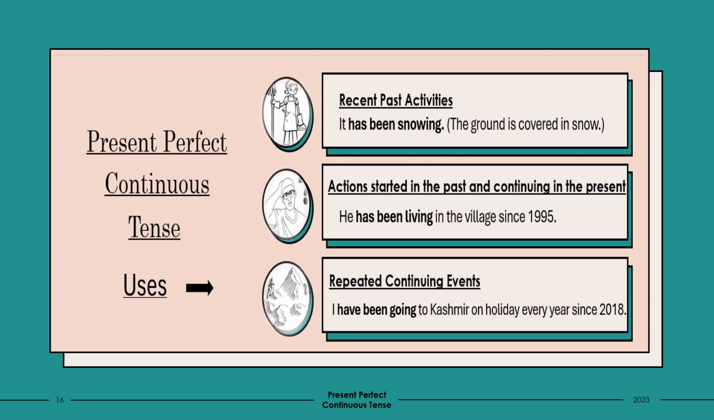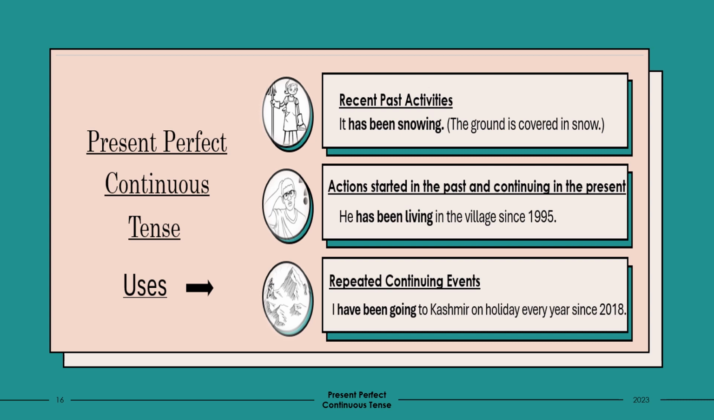The last type of tense is present perfect continuous tense. Let's quickly understand its uses as well. So, it is used to represent recent past activities. For example, it has been snowing. So, if you go somewhere in the hilly areas and you see the ground is covered in snow, you can say, oh, it seems as if it has been snowing. तो वो अब बर्फ गिर रही थी, मतलब बर्फ गिर चुकी है लेकिन उसका इफेक्ट अभी भी प्रेजेंट में है.